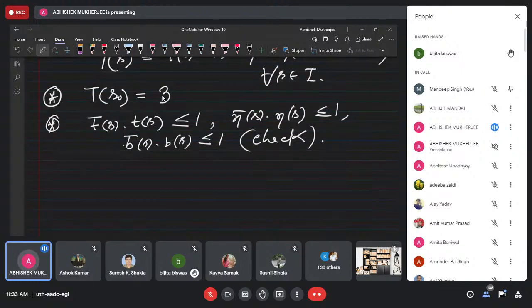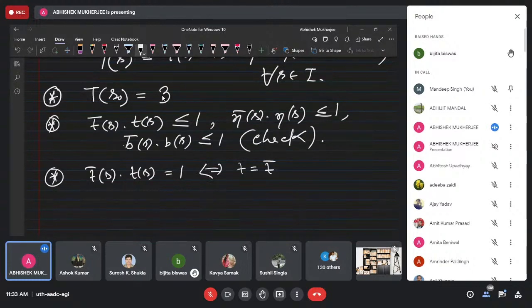And the equality holds, that is, T bar S dot T S equals 1 if and only if these are the same.